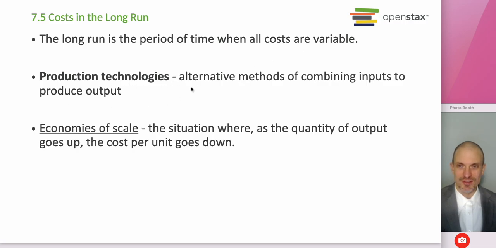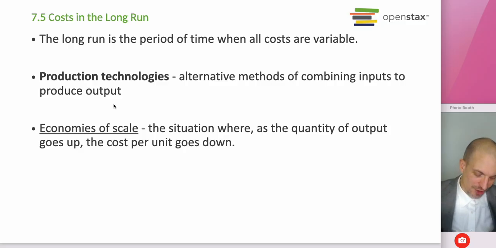Production technologies give us alternative methods of combining inputs to produce output. For our purposes here, it's not as relevant. In the intermediate course, we'll give different functional forms to production technologies. Here's real quick how you could think about this. Suppose this concerns the substitutability of, for instance, labor and capital. Suppose labor and capital are perfect substitutes. You could use either labor or capital to produce your output.